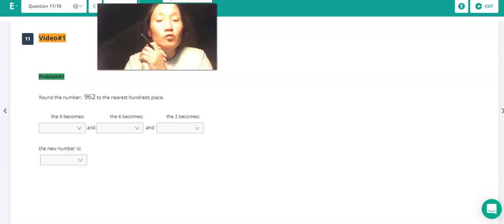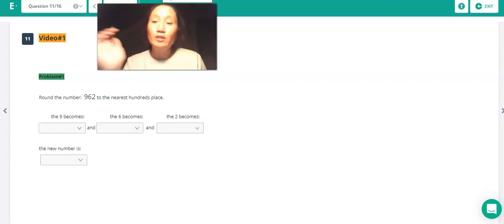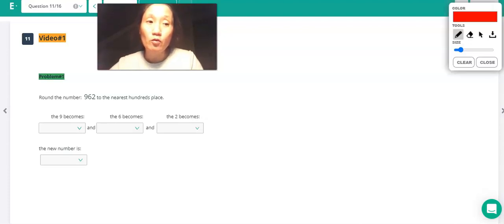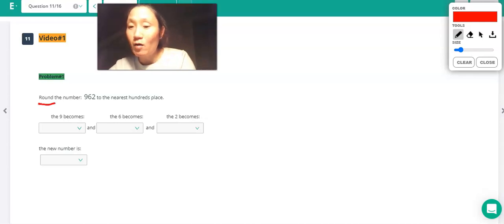All right, welcome to rounding. Now remember, we have some magic numbers that we need to refresh our memory on when we are rounding. So we always have to think about what we are going to do here. Now let's read our actual problem. The actual problem is telling us we need to round the number 962.